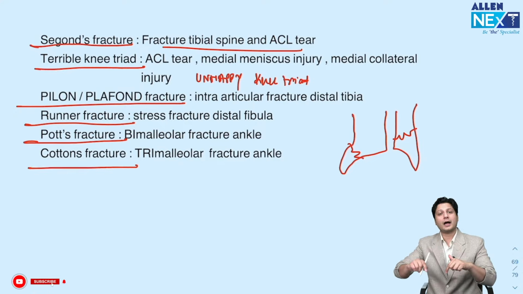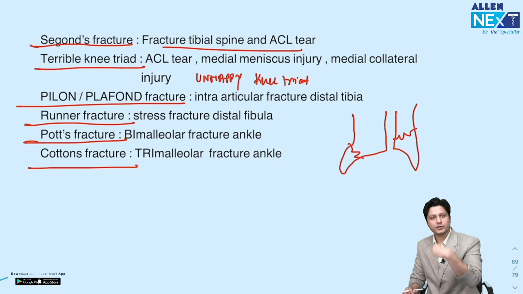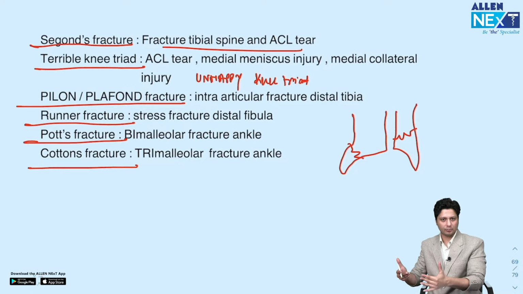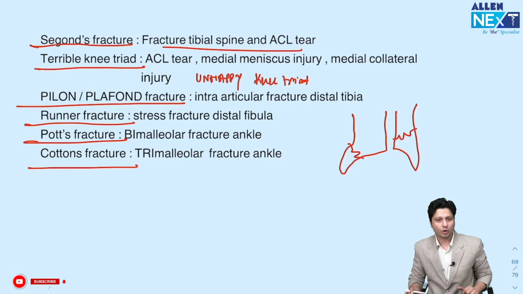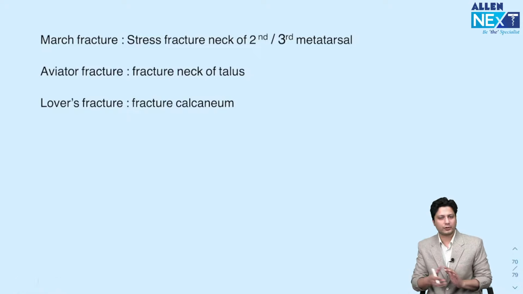Cotton's fracture is a trimalleolar fracture where there is an involvement of the posterior malleolus, and this posterior malleolus is also again a part of the tibia. All right, it is not part of the talar bone or the calcaneal bone. That is Cotton's fracture. Then March fracture, they have asked this question again in 2021, I suppose.